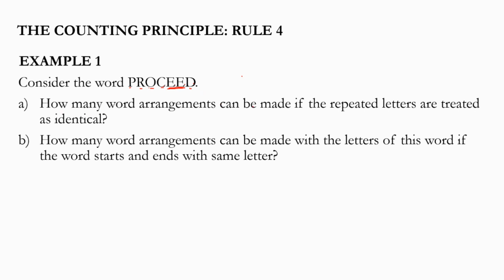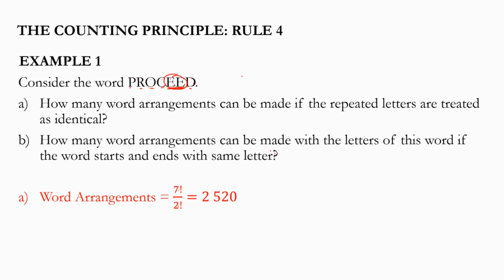Now let's look at the question. How many word arrangements can be made if the repeated letters are treated as identical? And how many word arrangements can be made with the letters of this word if the word starts and ends with the same letter? Okay, let's do question A first. The number of arrangements is 7 factorial divided by 2 factorial. We have 7 letters, and 2 letters are repeated, so 7 factorial divided by 2 factorial, which means we have 2,520 ways.